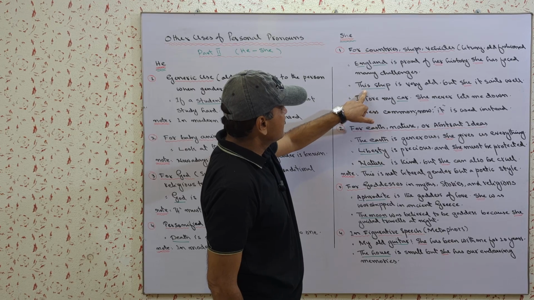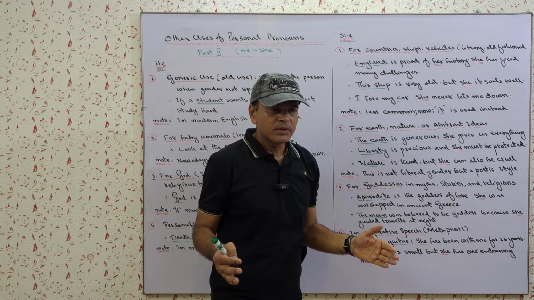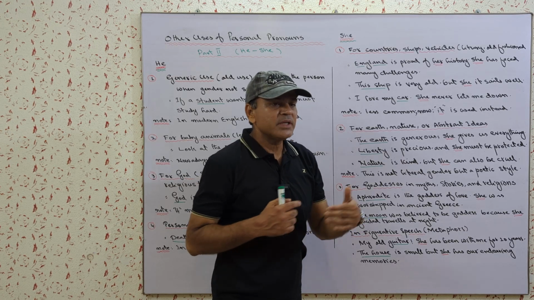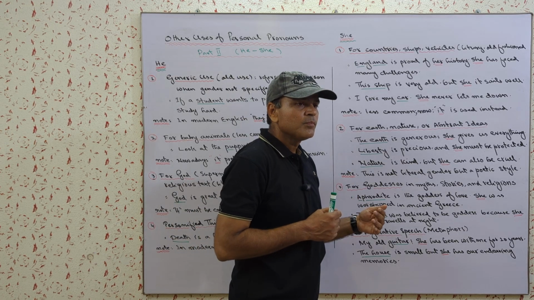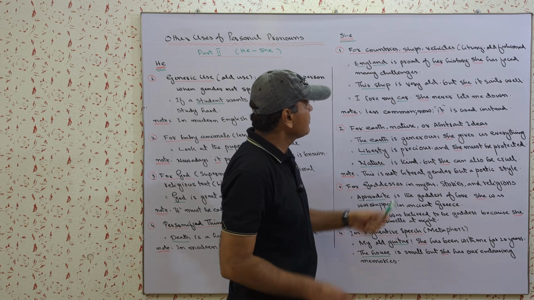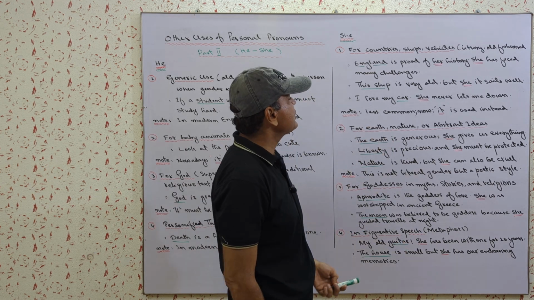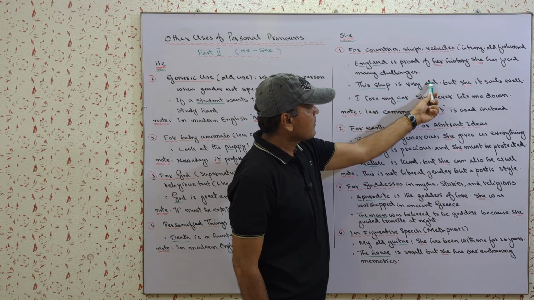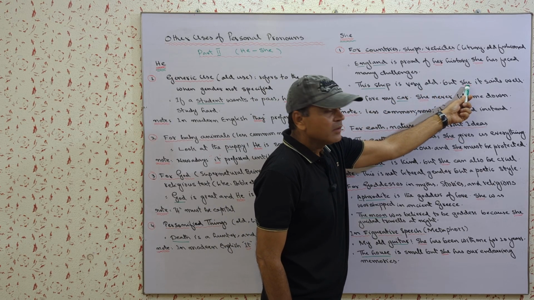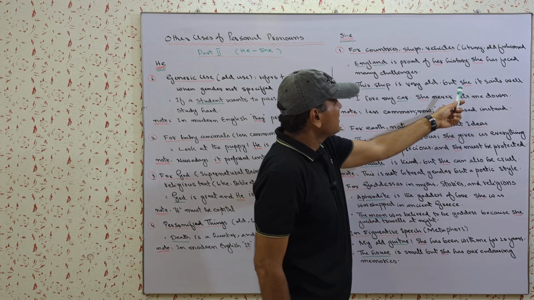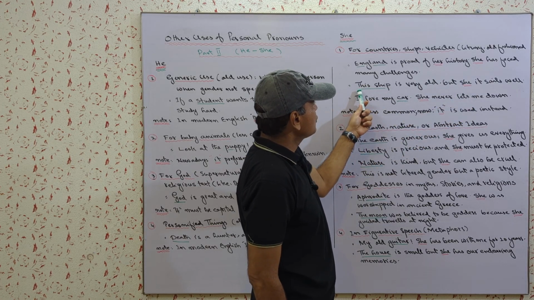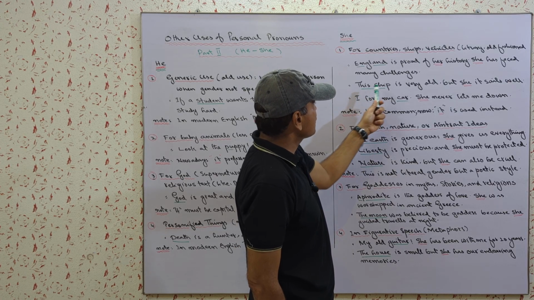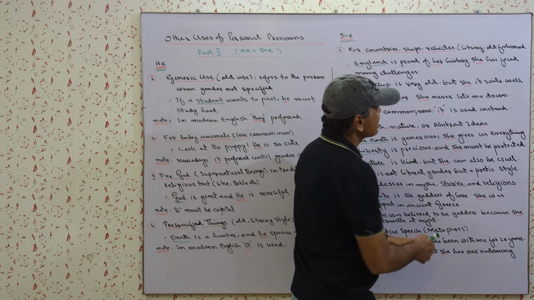Second example, this ship. Ship is a non-living thing, but for some it is living, or personified. So people also prefer to use she in place of ship. Like, this ship is very old, but she. Look at that. She, I have used she in place of the ship. So this ship is very old, but she sails well.